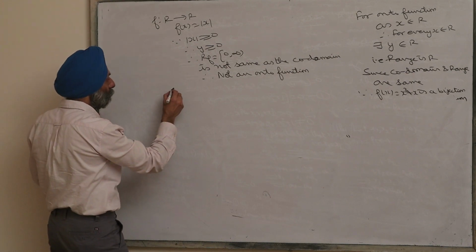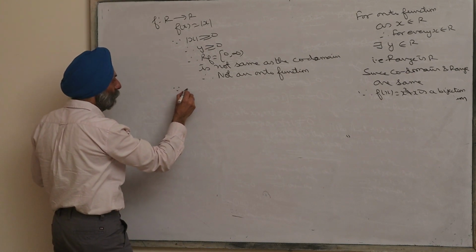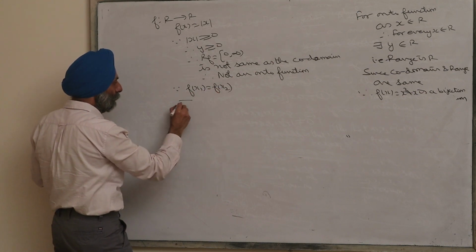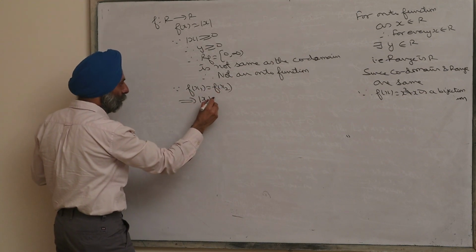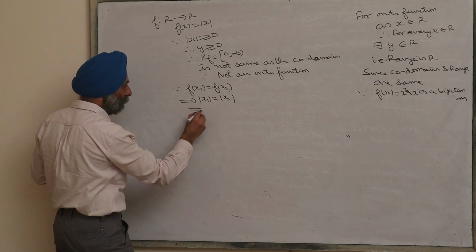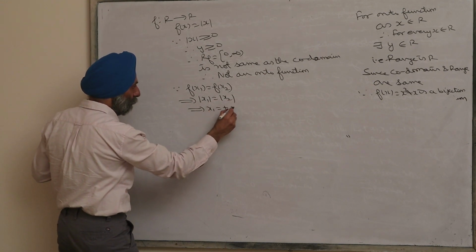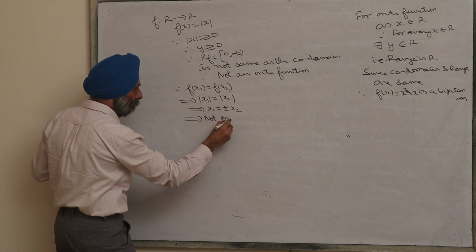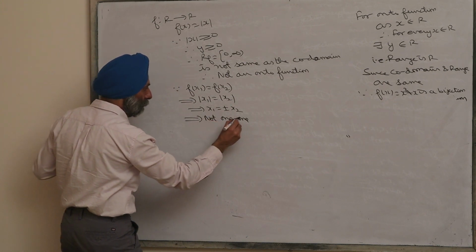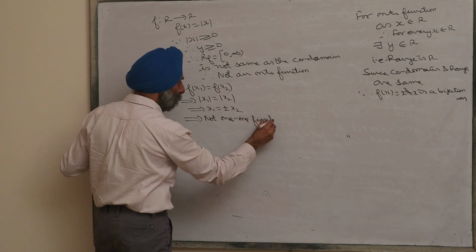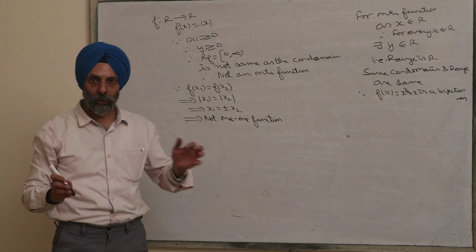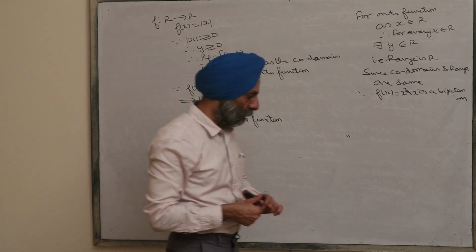Now, because f(x1) = f(x2) implies that |x1| = |x2|, that implies x1 = ±x2, which implies it is not a 1-1 function. So therefore this function is neither 1-1 nor onto, that is, it is not a bijective function here.